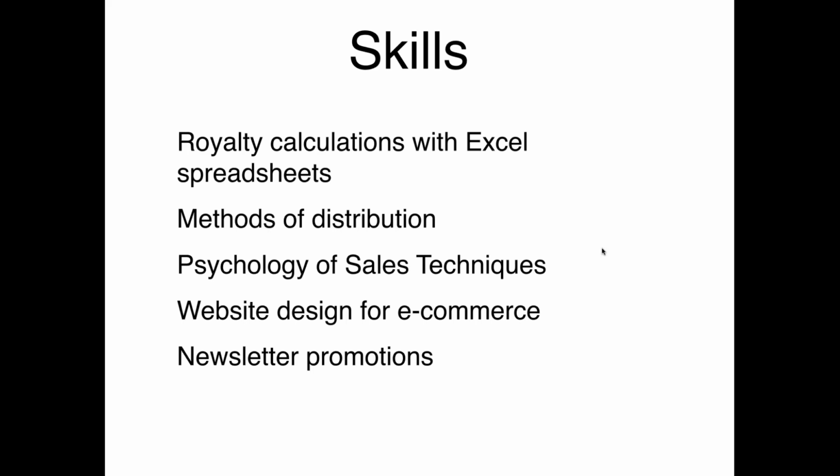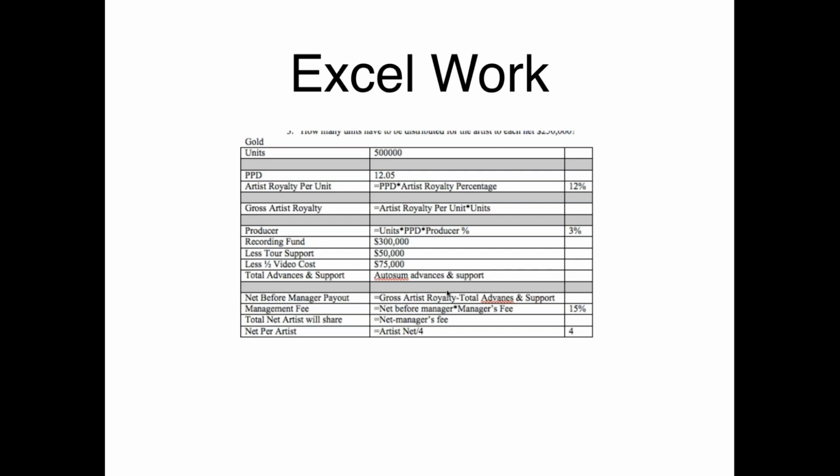And then finally, we'll talk about newsletter promotions later on in the semester. We're going to do a digital newsletter online through MailChimp, which is one of the biggest autoresponders in the world right now, which is a lot of fun. All right, so a little bit more about what to expect. You're going to be doing a lot of Excel work. It won't be real high-end Excel work. You're just going to do some research with spreadsheets, and you're going to do this royalty calculation this week.